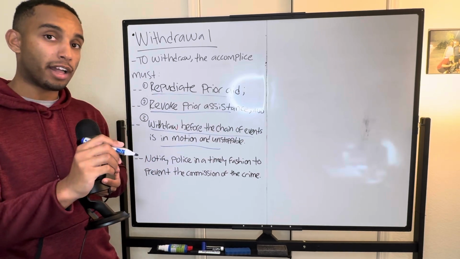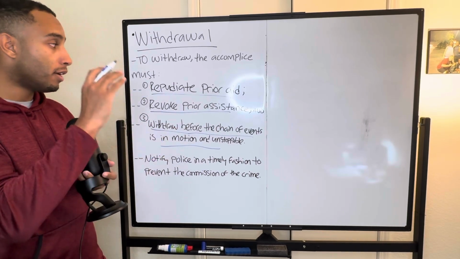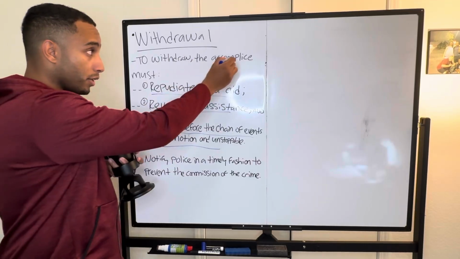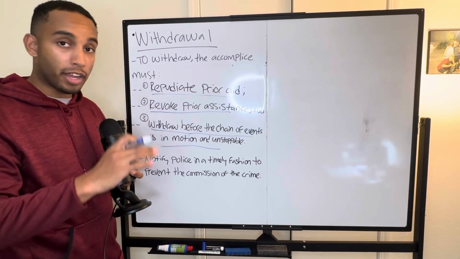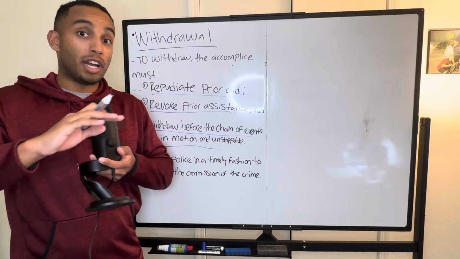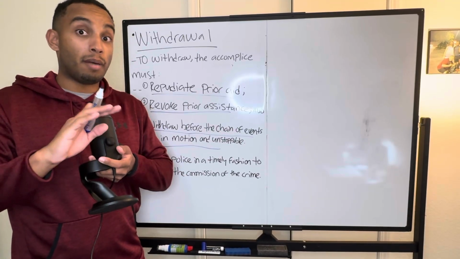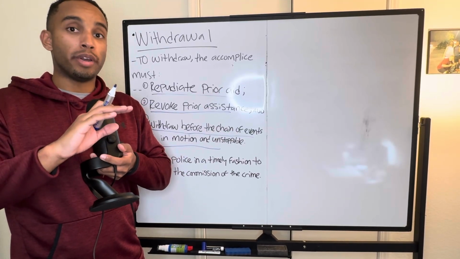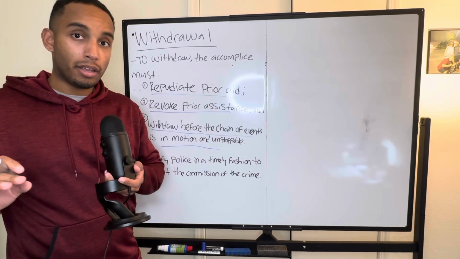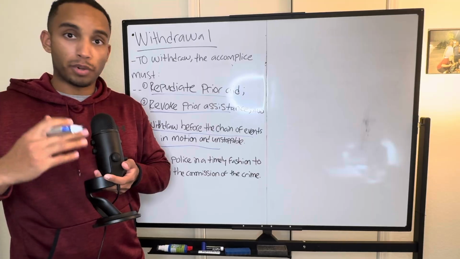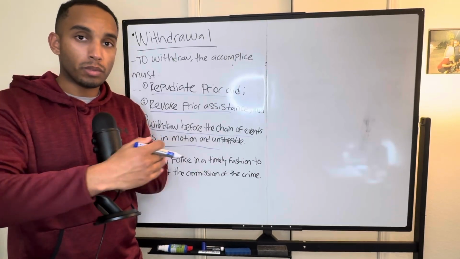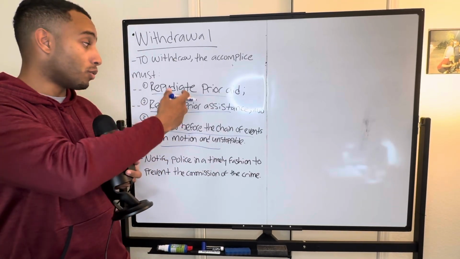So for the first element of this defense, the individual, the accomplice, must abandon prior aid. Basically, the individual does not want to be part of the crime anymore. Like, hey, I'm out. I'm going to try to do everything that I can to get rid of the assistance that I gave to the principal, like giving the principal a gun to commit the crime. And that is basically number one.